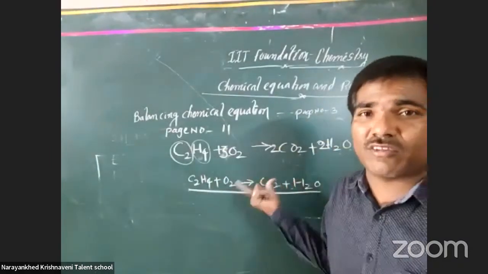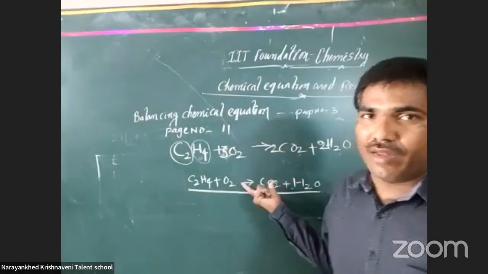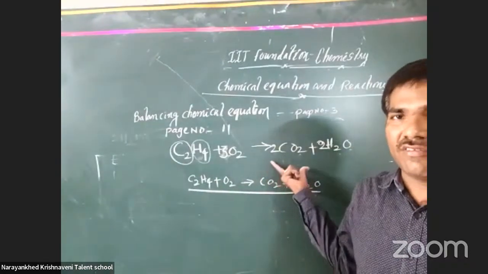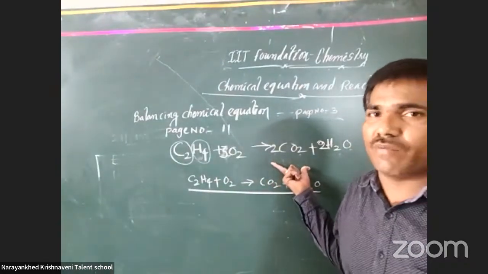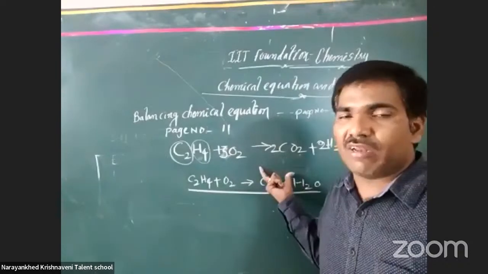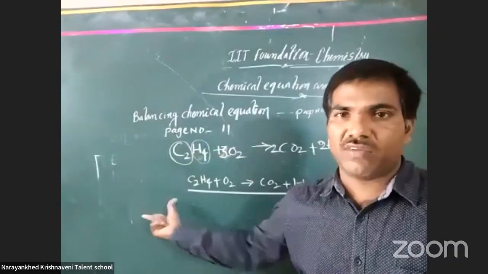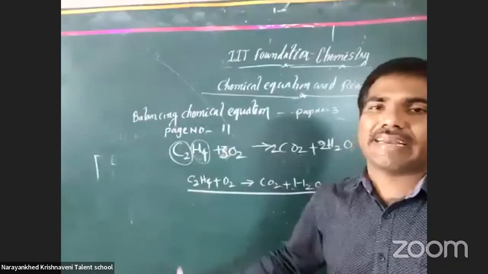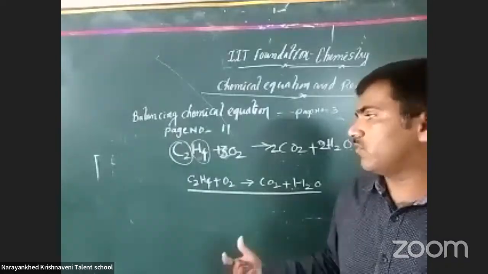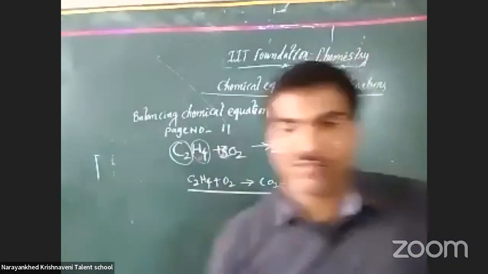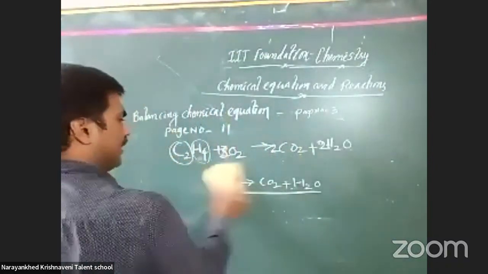This comes through practice. Now, understood or not understood? This is about balancing of chemical equations. At the time of initial practice, whatever boxes are drawn, practice in that only. Okay, I hope you got it. Next, one more equation. I'm taking an example here.